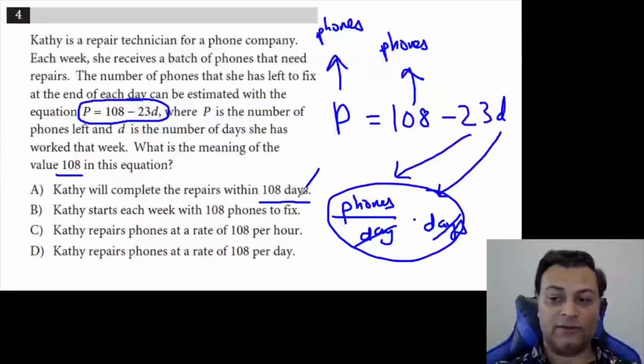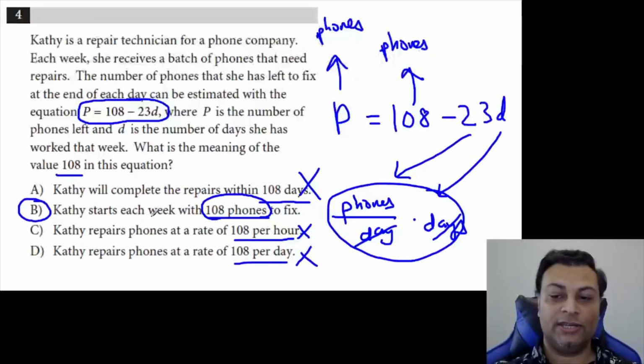108 days, that's not right. 108 phones, that could be right. 108 per hour, nope. 108 per day, nope. 108 phones. So the answer is B. She starts each week with 108 phones to fix. But that's the only one with the correct unit anyway.